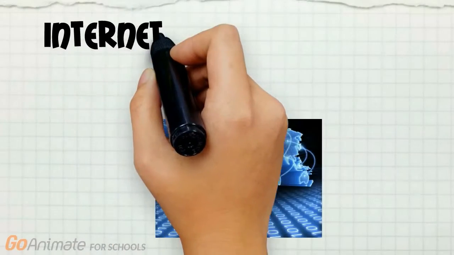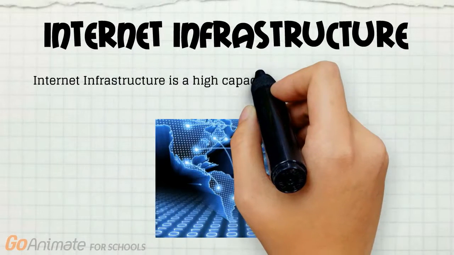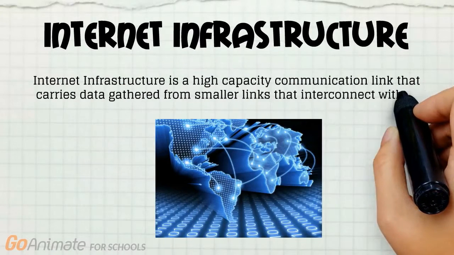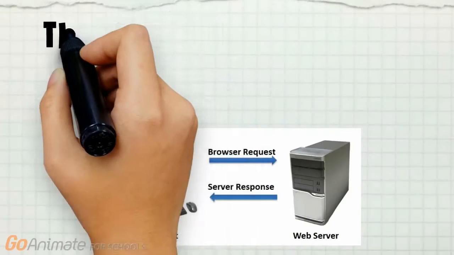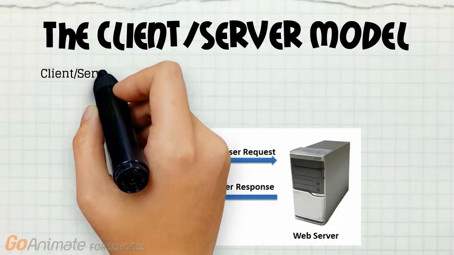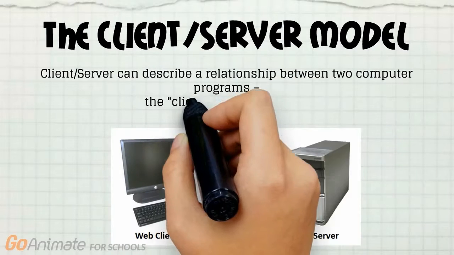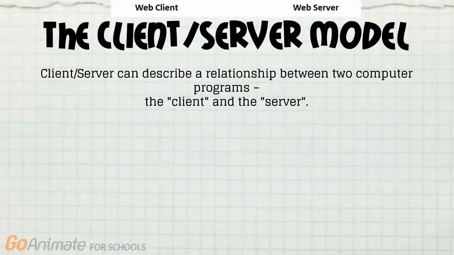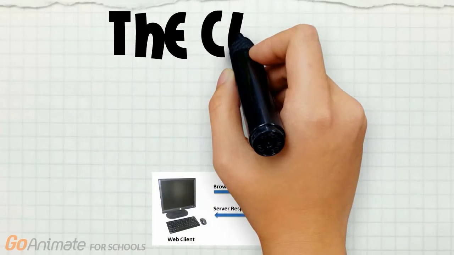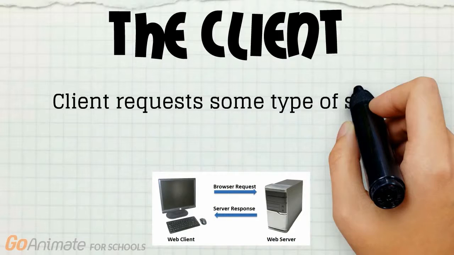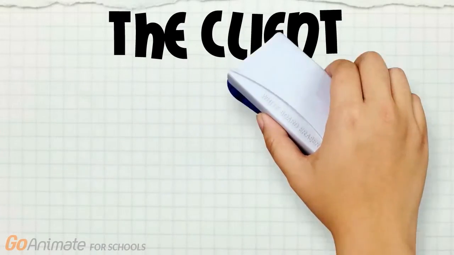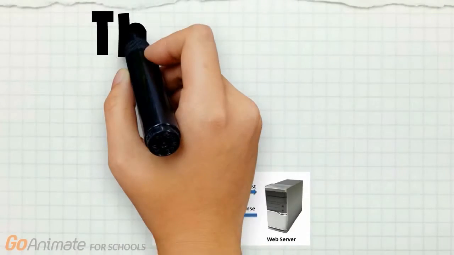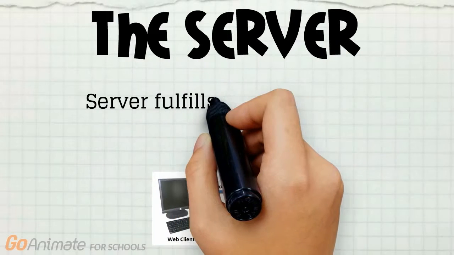Internet infrastructure is a high-capacity communication link that carries data gathered from smaller links that interconnect with it. Client-server can describe a relationship between two computer programs, the client and the server. For the Internet, the client is the web browser and the server is the web server. The client requests some type of service, such as a file or database access, from the server. And the server fulfills the request and transmits the results to the client over a network.